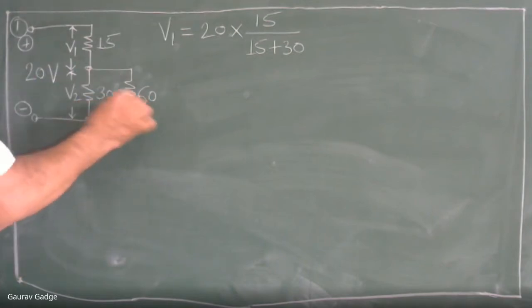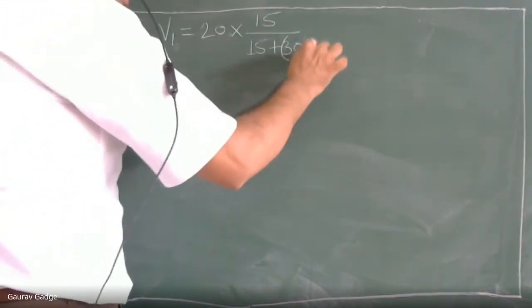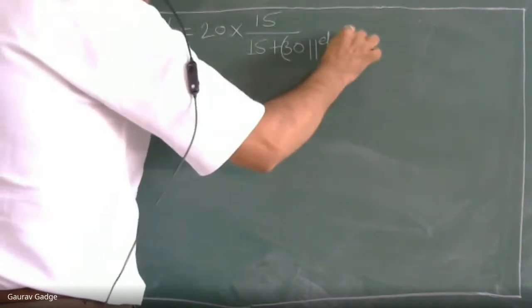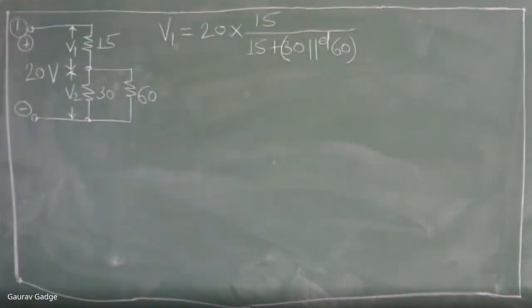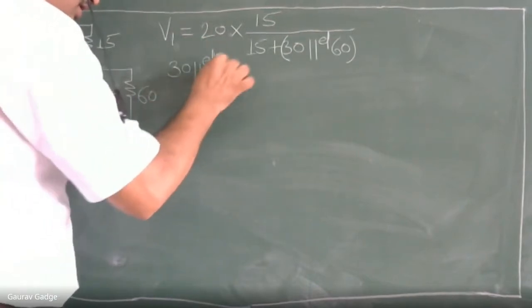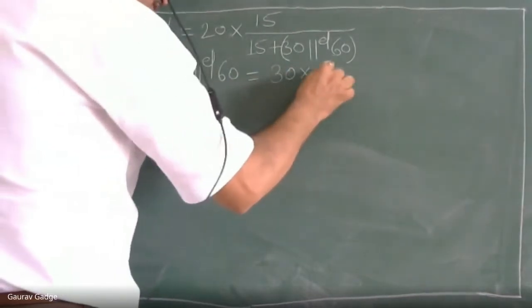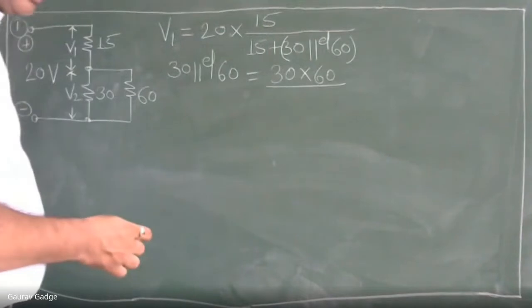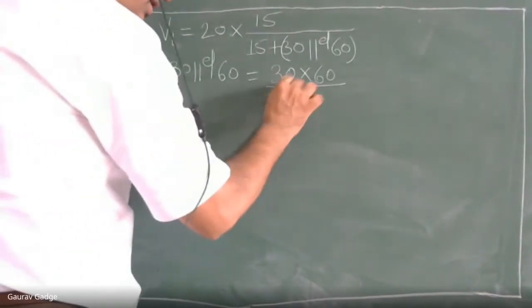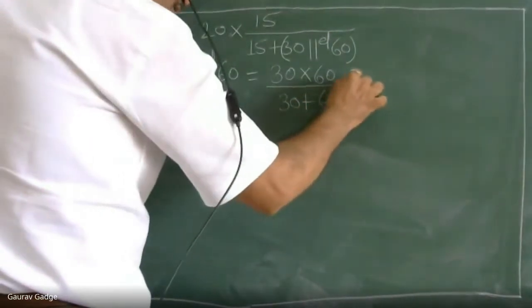Therefore, you have to solve this parallel combination of 30 and 60. If you want, you can find the value of 30 parallel 60 separately. So I suggest you find this 30 parallel 60 first. I just write that here. So 30 parallel 60 is equal to 30 into 60 upon 30 plus 60, that is R1 R2 upon R1 plus R2.